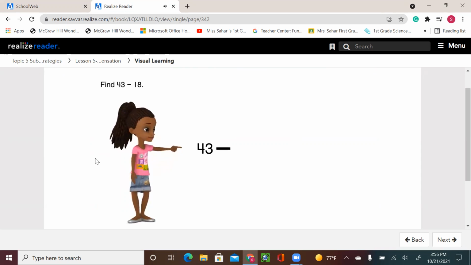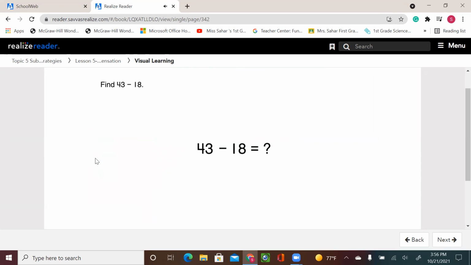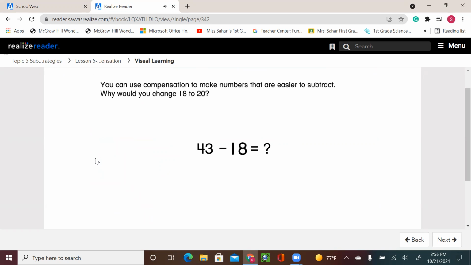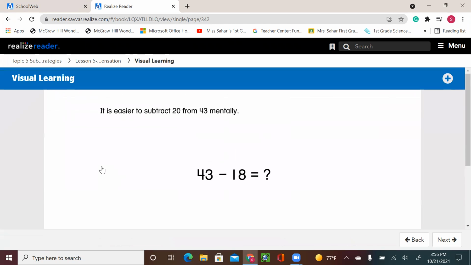Find 43 minus 18. You can use compensation to make numbers that are easier to subtract. Why would you change 18 to 20? Because it's easier to subtract 20 than to subtract from 18. It is easier to subtract 20 from 43 mentally.